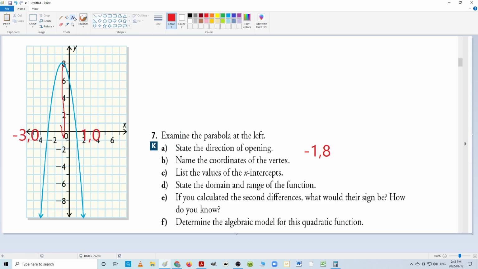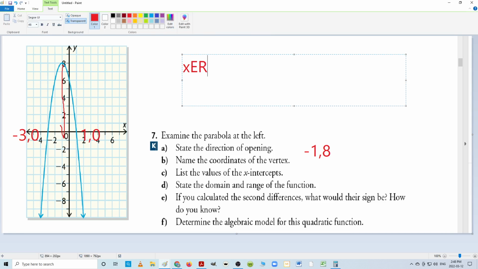State the domain and range. So domain of all parabolas is x ∈ R. And depending on which way it's facing, it's y smaller or equal when it's downwards facing of what the y of the vertex is. And the y of the vertex here is 8. If it was facing upwards, it would be bigger and equal, but it's facing downwards.